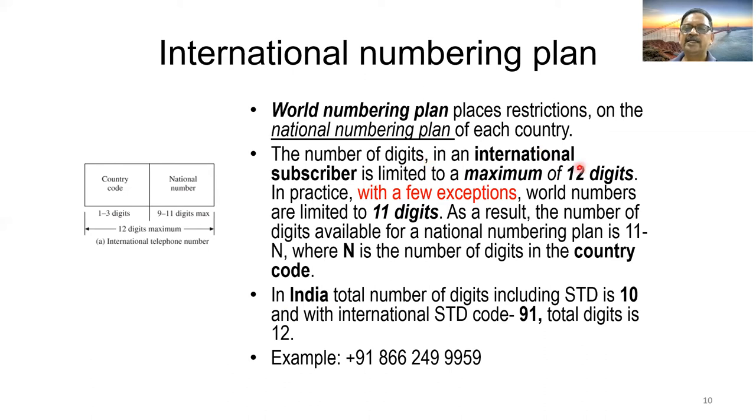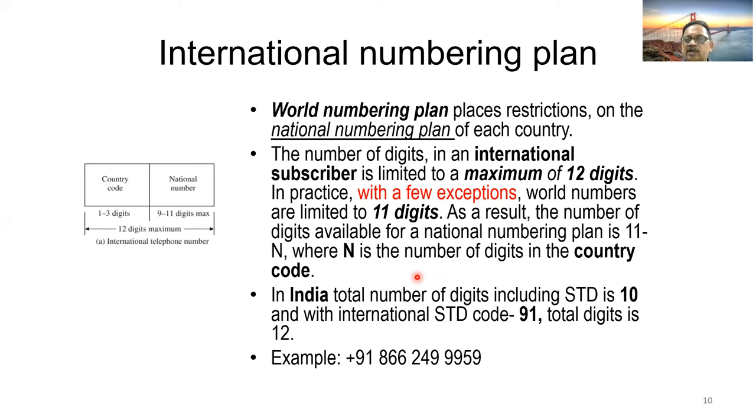The number of digits in an international subscriber number is limited to a maximum of 12 digits, which we were discussing repeatedly. In practice, with a few exceptions, world numbers are limited to 11 digits. Though the theoretical limit fixed by CCITT is 12 digits, barring a few exceptions, most of the world numbers in different countries are confined to 11 digits. As a result, the number of digits available for the national numbering plan is 11 minus n, where n is the number of digits in the country code. So we are confining the total number of digits to 11 instead of 12, which is permitted by CCITT.